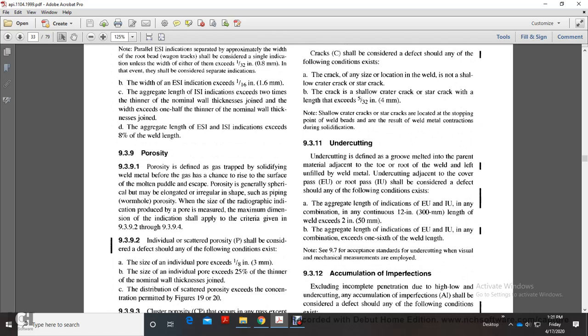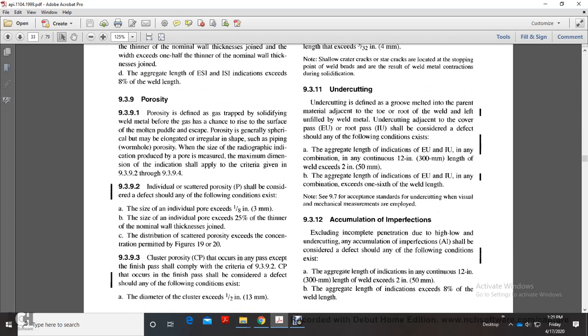Porosity. Porosity is defined as gas trapped by solidifying metal before the gas has a chance to rise to the surface of the molten puddle and escape. Porosity is generally cylindrical, but elongated irregular shapes also occur, such as piping or wormhole porosity. When the size of the radiographic indication produces a pore, it is measured by its maximum dimension and shall comply with the criteria given in 939.